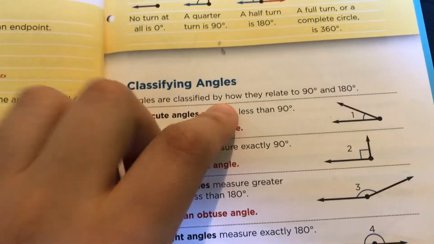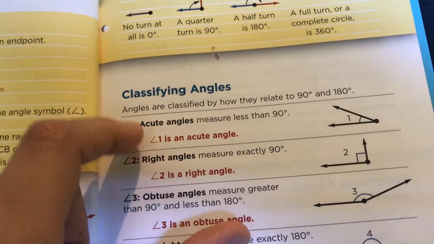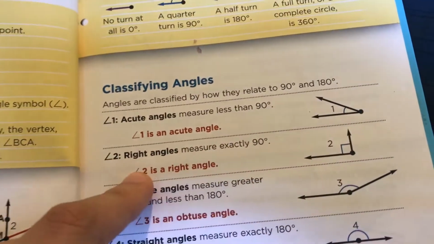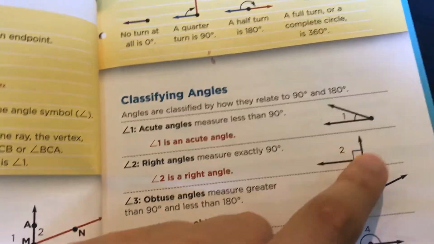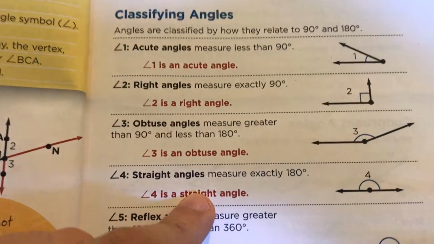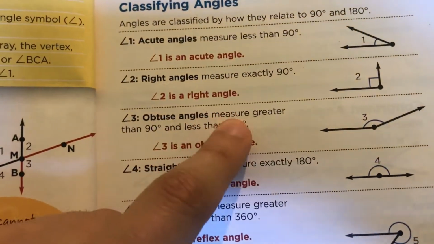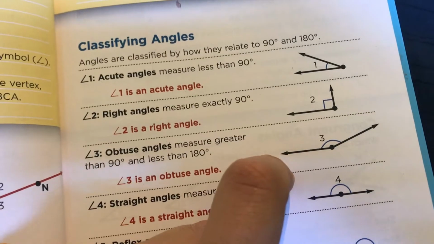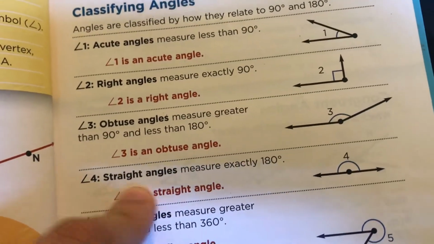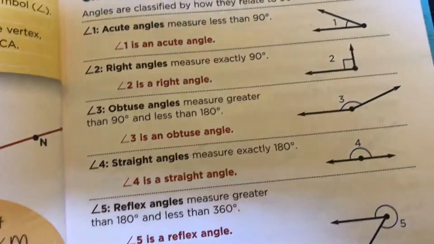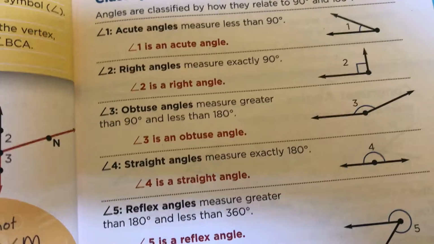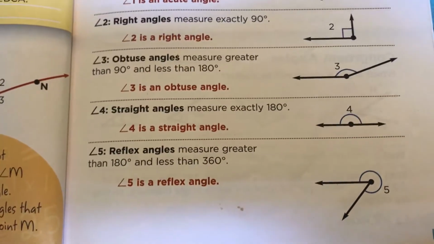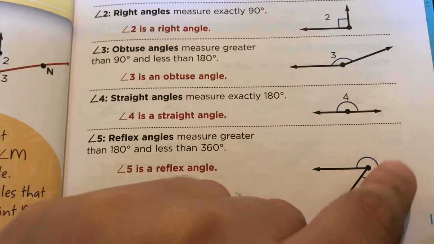Classifying angles. Angles are classified by how they relate to 90 degrees and 180 degrees. Acute angles measure less than 90 degrees. Angle 1 is acute. A right angle is exactly 90, and that little box will give it away. That's how you'll know it's a right angle. Obtuse angles measure greater than 90 degrees and less than 180. A straight angle is exactly 180, so a straight line is exactly 180. Reflex angles measure greater than 180 and less than 360. So that's a reflex.